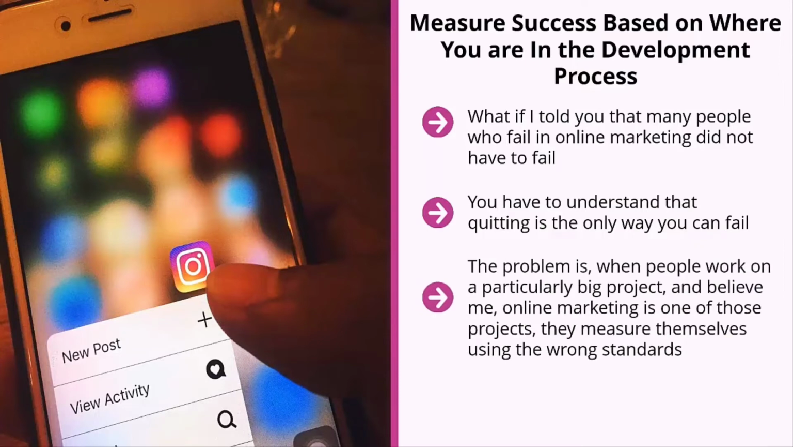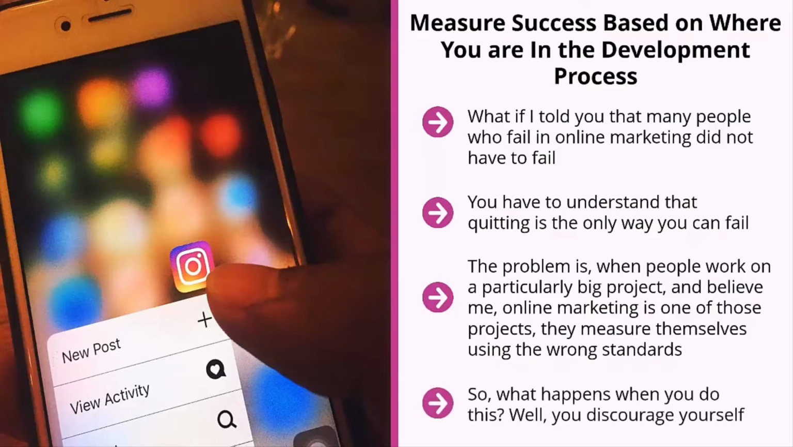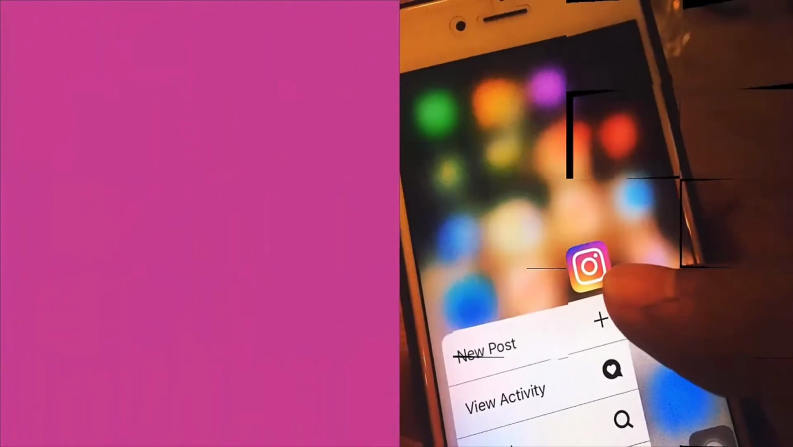You failed. The problem is when people work on a particularly big project, and believe me, online marketing is one of those projects, they measure themselves using the wrong standards. They just got started, and they start counting how much money they're making. Obviously, they're not making any money. So what happens when you do this? Well, you discourage yourself. You keep repeating to yourself, you're putting all this time, focus, and energy, and you have very little to show for it. You're not making any money. Eventually, your resolve gives way. You sabotage your passion when you do this.